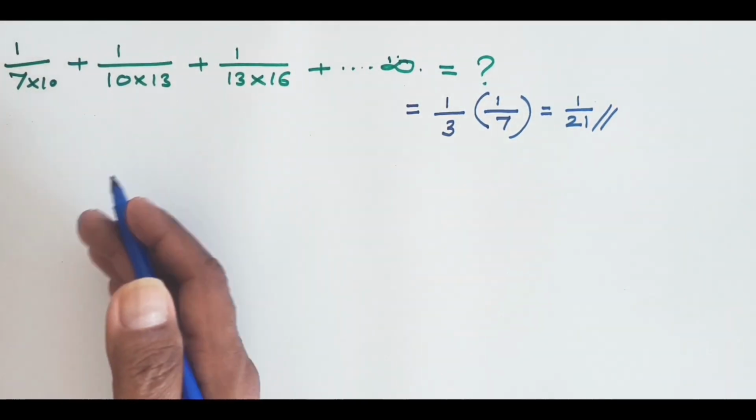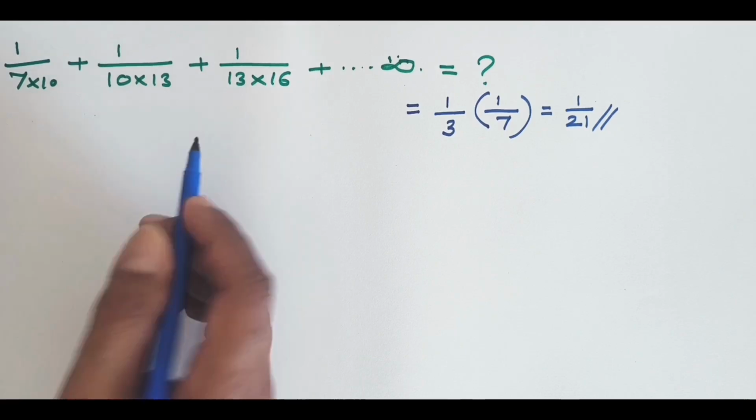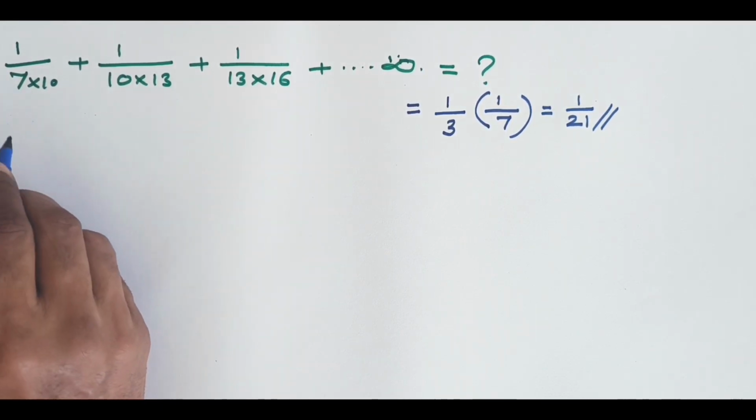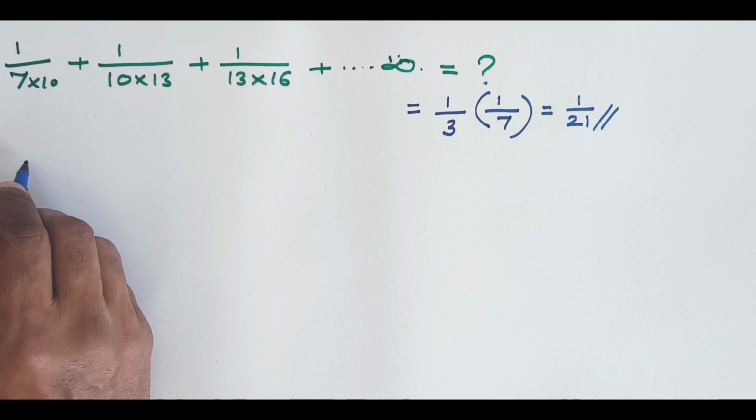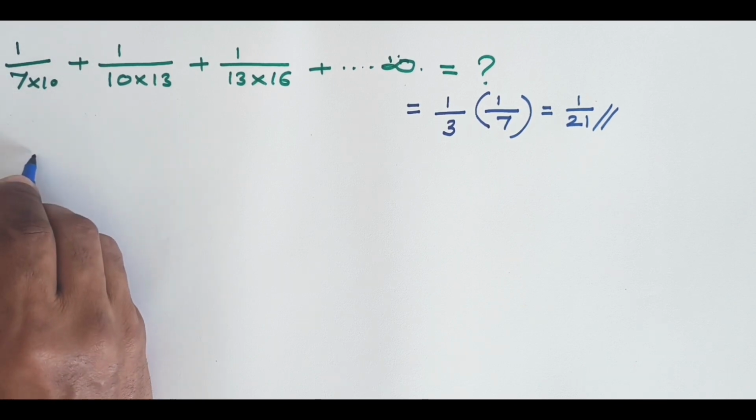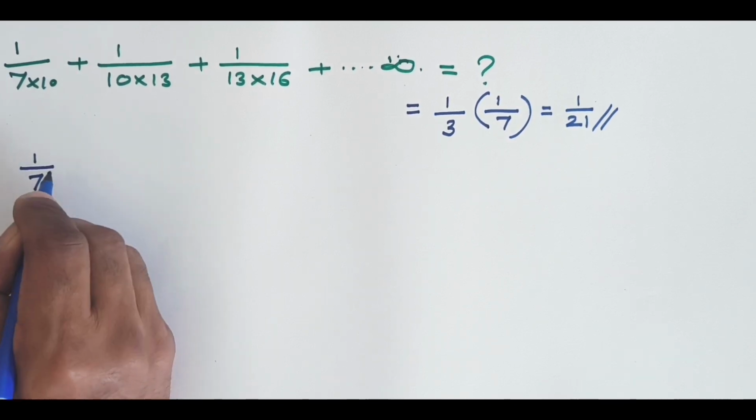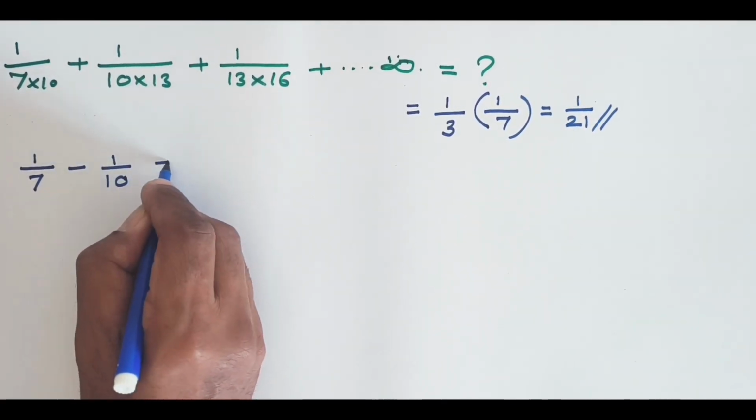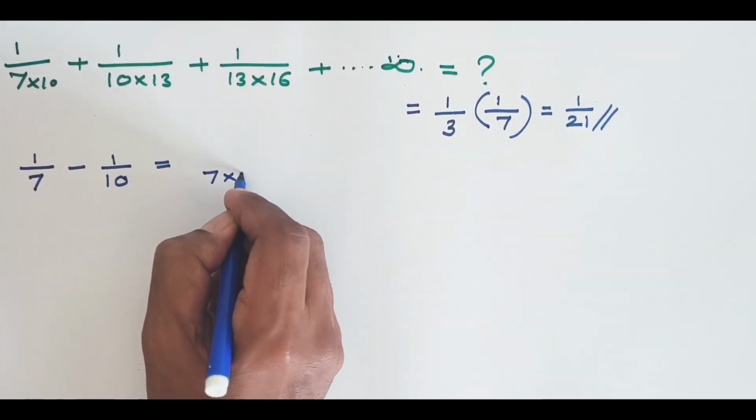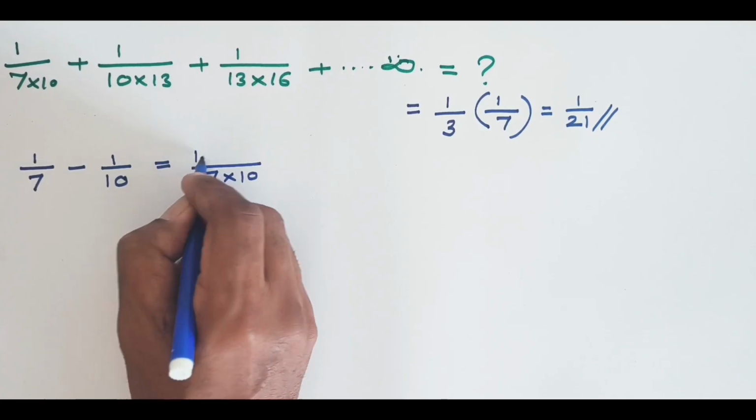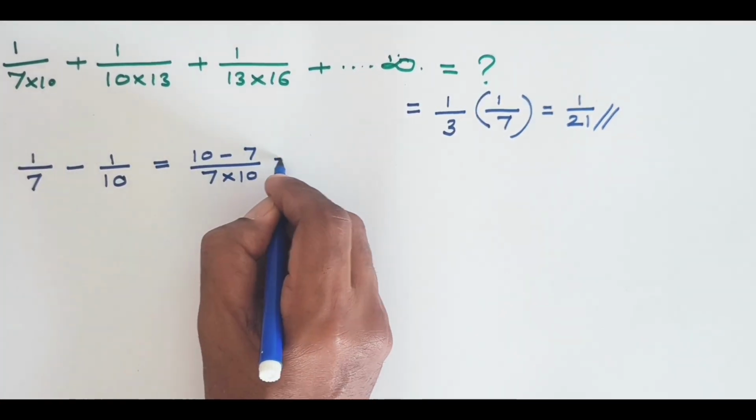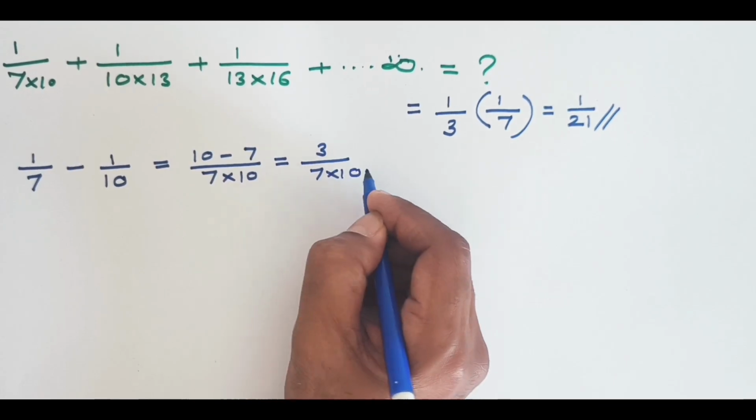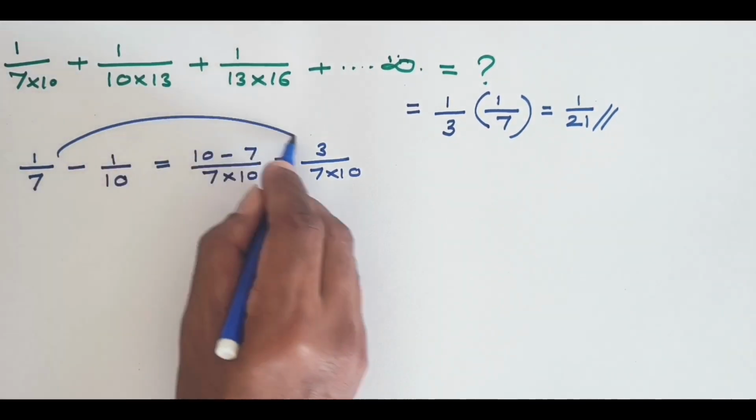If you want, I'll give you the longer approach also. The procedure is the same. See, you will write each number as the difference of two numbers. So take the first one. You can write it like this. 1 over 7 minus 1 over 10. That's equal to 10 minus 7, which is 3, divided by 7 multiplied by 10. So this is equal to this.